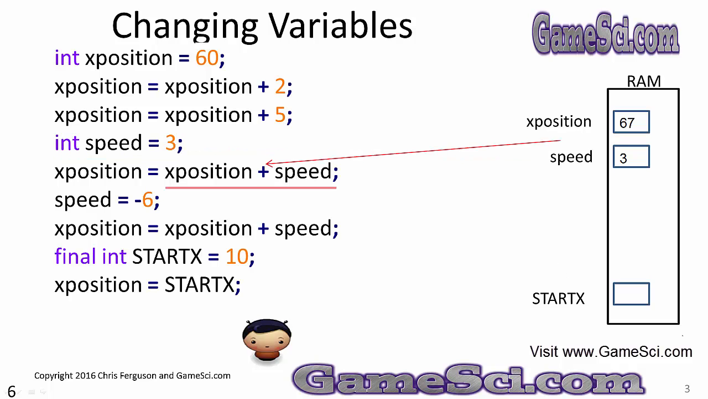Now, instead of a hard-coded value like +2 or +5, I'm going to use a variable to control how fast the character moves. xPosition plus speed. I'm going to pull the value of both these variables. Notice where the arrow is between the variables. I'm going to grab the 67 from xPosition. That'll be my left operand. I'll grab the 3 from the speed variable. That'll be my right one. And when I add 67 plus 3, I'll get the value of 70.